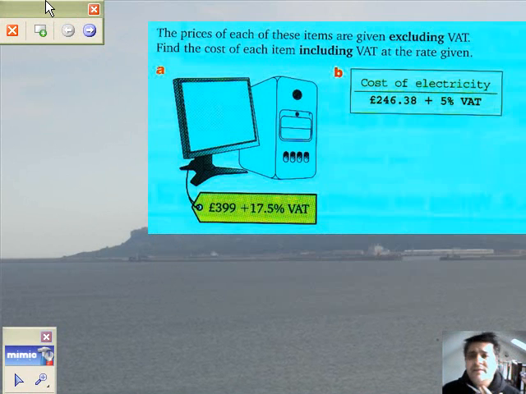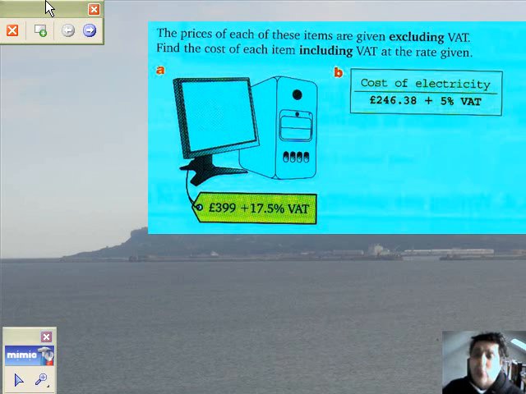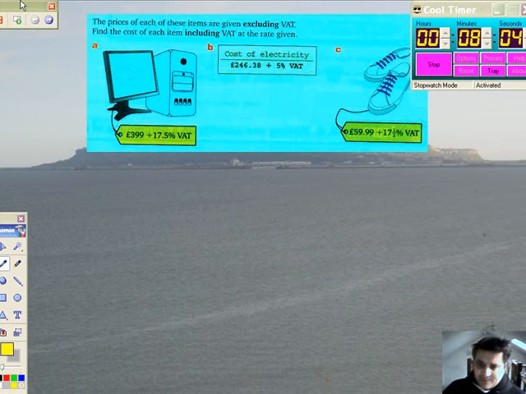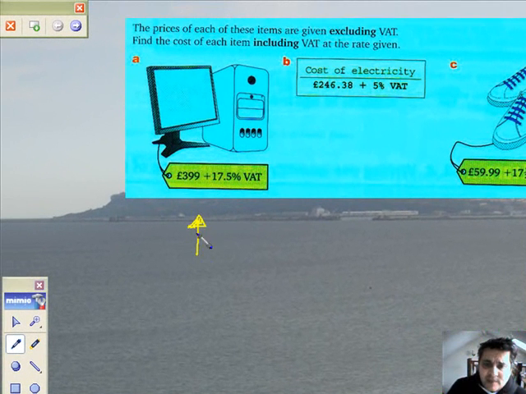Right, the price of each of these items is given excluding the VAT. So find the cost of each item including the VAT at the rate given. So let's have a look. We're going to buy this computer right here. I'm going to pay £399 and 17.5% VAT will go straight on.